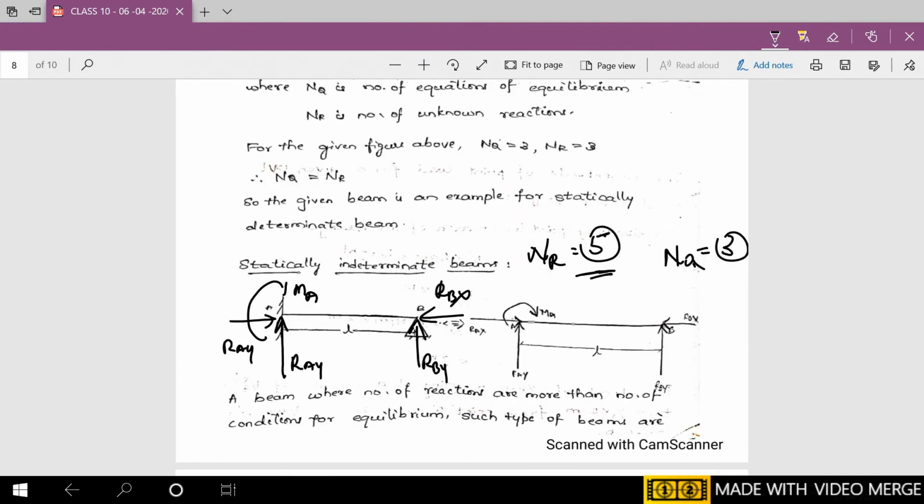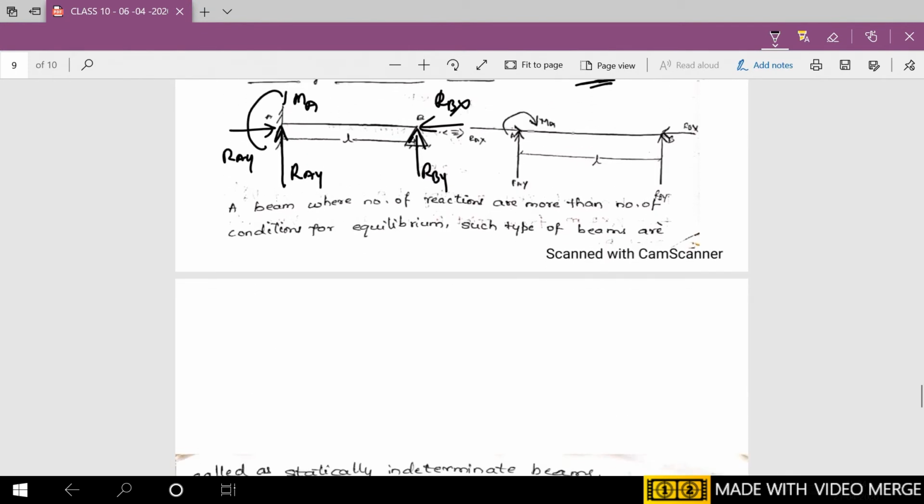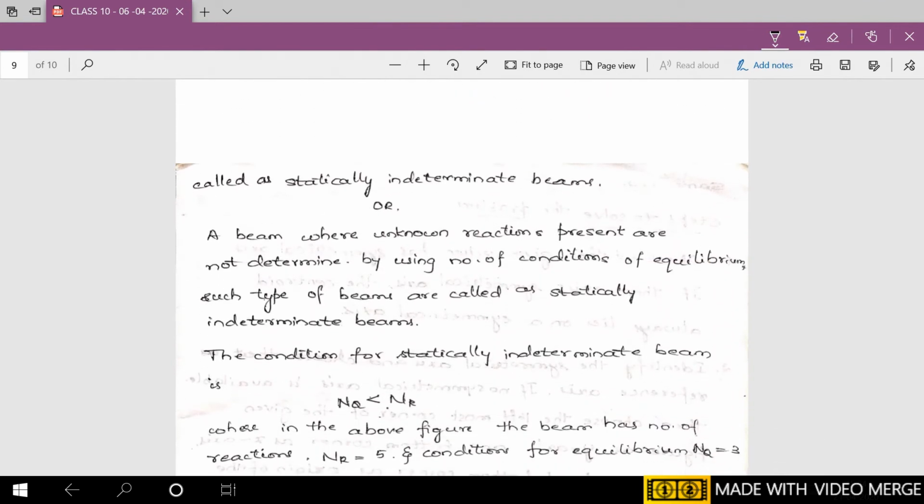indeterminate beam. If they ask in the form of what is the difference between a statically determinate structure and an indeterminate structure, you can write the definition, provide one example, and you can show the equation difference. That is, here it is NR less than or equal to NQ. Here it is NR greater than NQ.